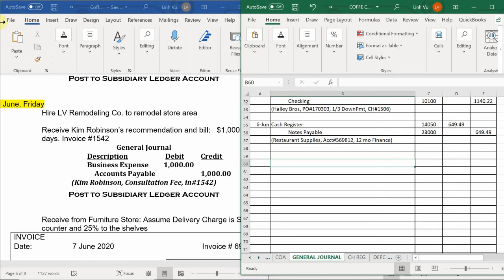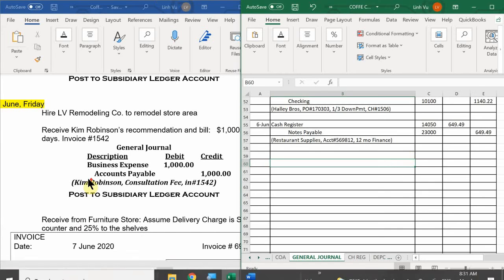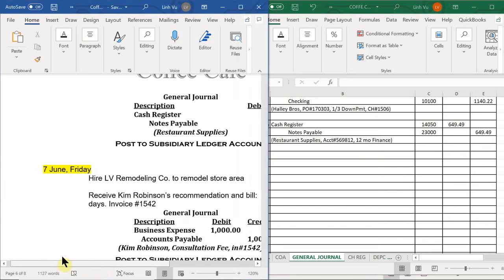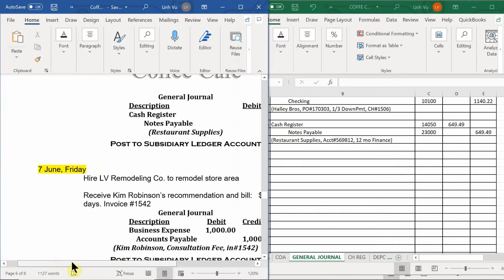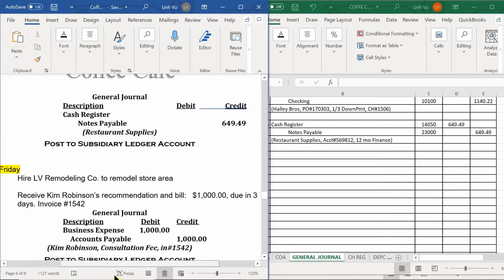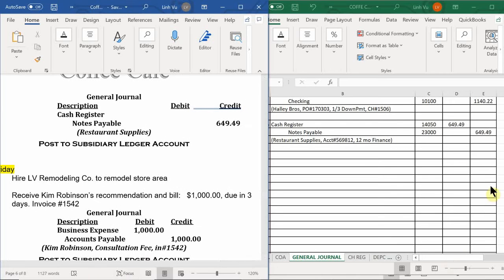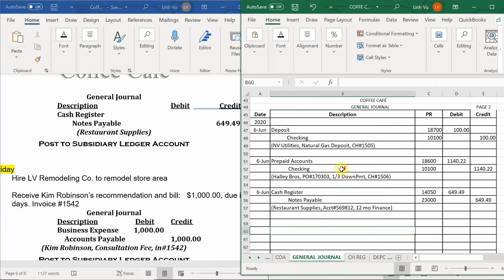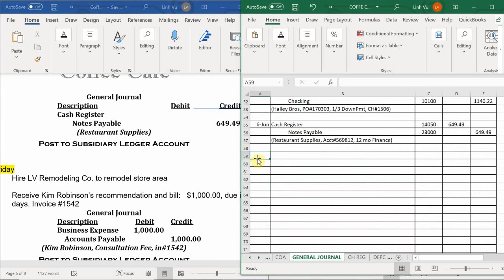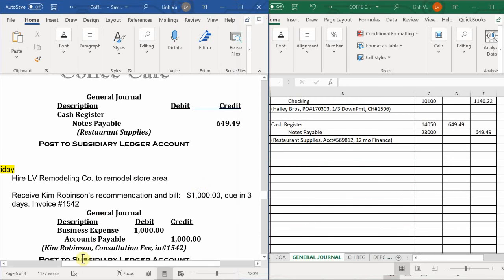We have one more day left to go. Last week we finished the 6th of June. Now today is Friday, June 7th, and let's see what has happened here. And we are currently on General Journal number 2, right in the middle of it. Okay, so let's see what happened here.